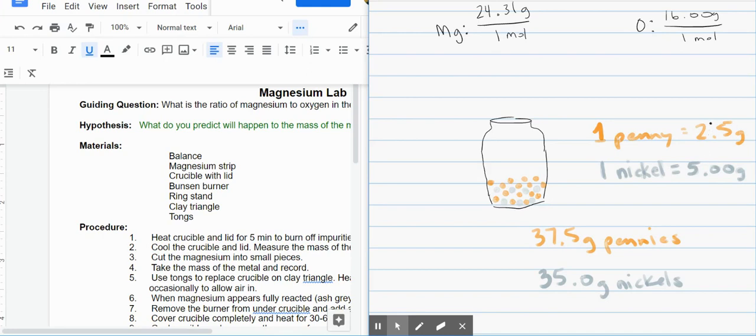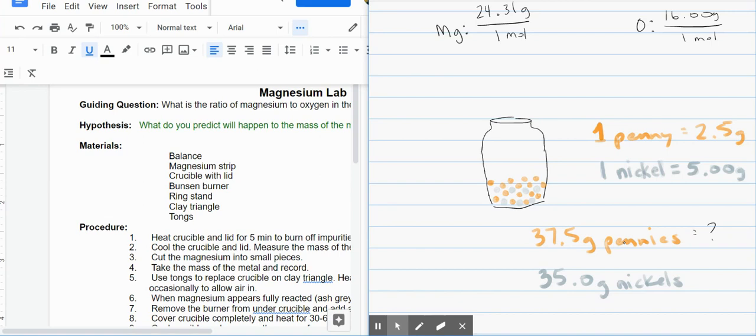So nickels weigh twice as much as a penny. They're bigger. They're heavier. They have more mass inside of them. So what we really need to do is figure out, if I have 37.5 grams of pennies, how many pennies is that? And we can do that using this equality up here.